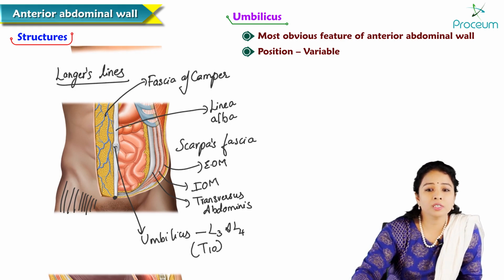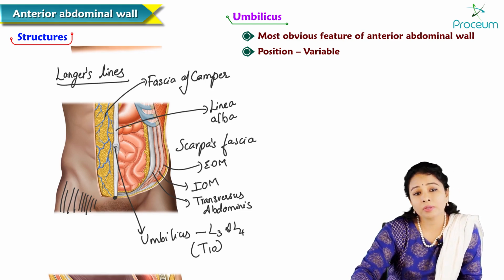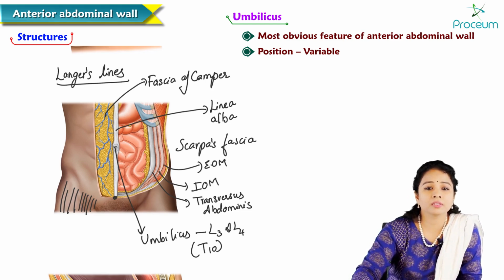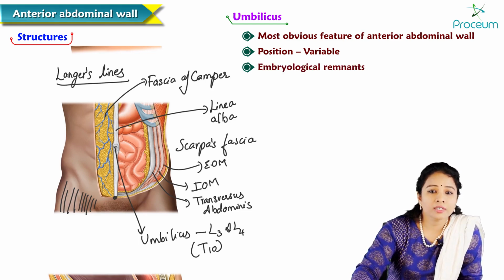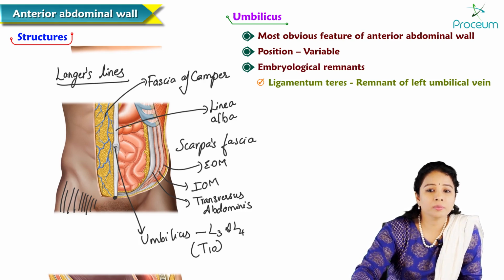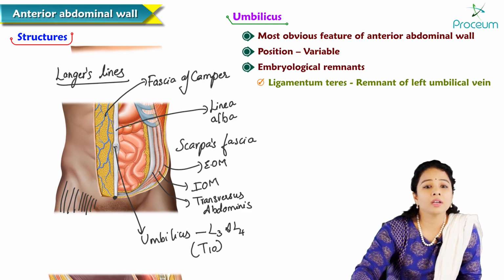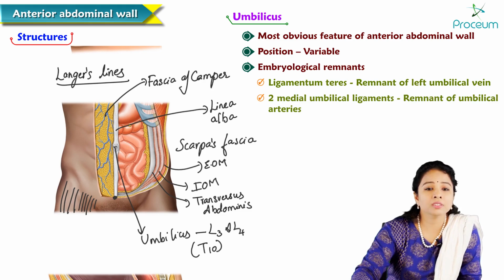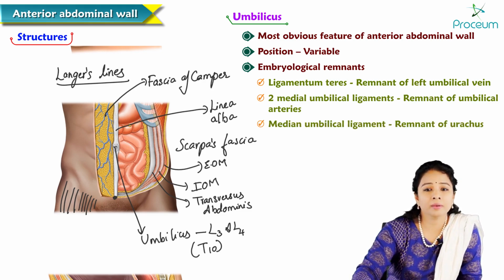Therefore the visceral pain of appendicitis is referred to the umbilicus, because the appendix is supplied by the T10 spinal segment. And the embryological remnants at the umbilicus: one is the ligamentum teres, which is the remnant of the left umbilical vein; 2 medial umbilical ligaments, which are the remnants of the umbilical arteries; and the median umbilical ligament, which is the remnant of the urachus or allantois. So these are the embryological remnants at the umbilicus.